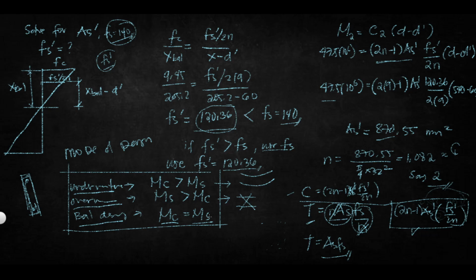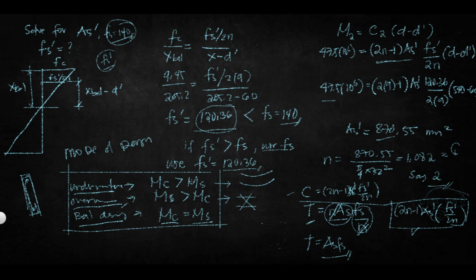Ngayon, meron tayong dalawa pa, which is the under-reinforced and then over-reinforced. Pag over-reinforced siya, mas marami yung bakal, mas marami yung magiging value ng kanyang moment due to steel. So, Ms here is greater, or moment due to steel is greater than the moment due to concrete. Okay? Or due to compressive force ng ating concrete. So, Ms is greater than Mc. Over-reinforced po yun. Pag under-reinforced naman, mas malakas yung moment due to concrete.